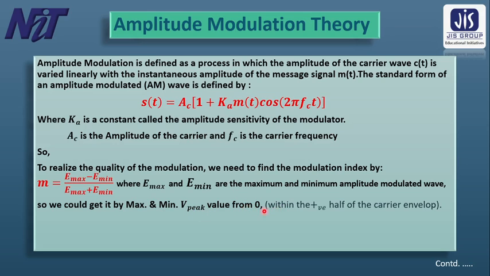That means after modulation you will get a modulated envelope, and from the positive half of the carrier envelope we could calculate our V peak from 0 to the maximum carrier amplitude and from 0 to the minimum carrier amplitude. So we could express this Emax and Emin by Vmax and Vmin, which will be measured from the 0 axis to the maximum positive carrier, and the 0 axis to the minimum positive carrier.